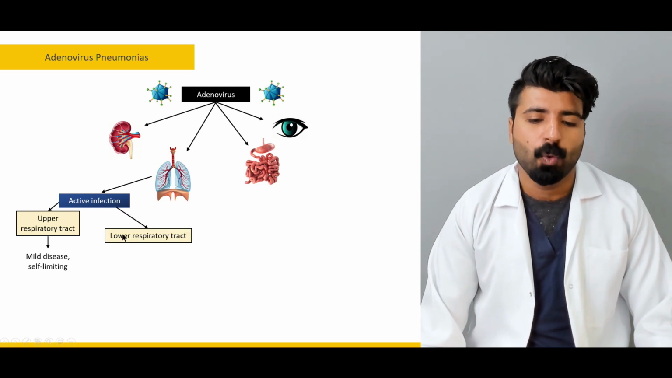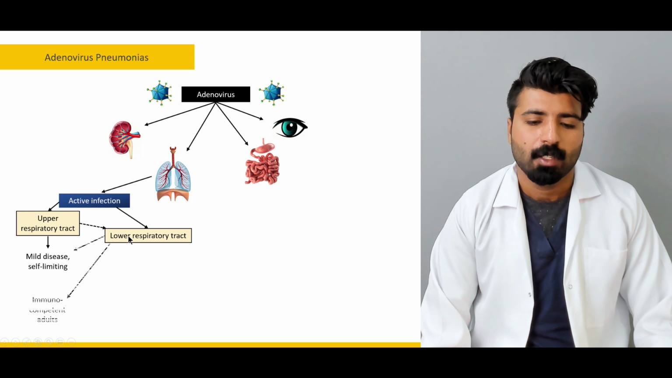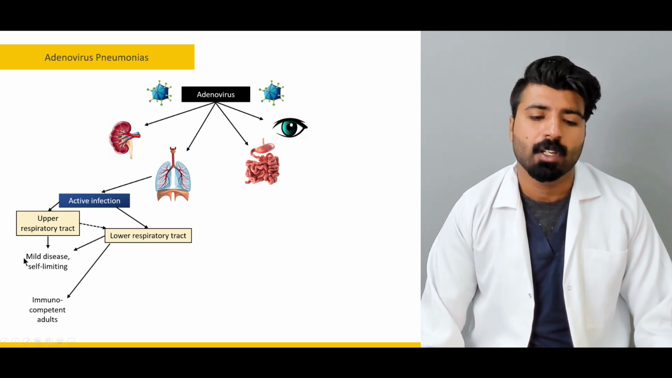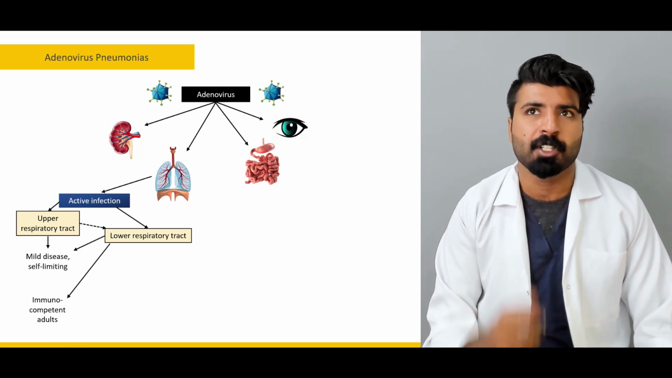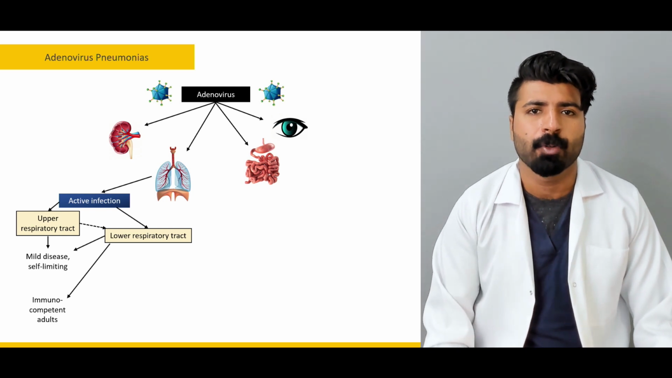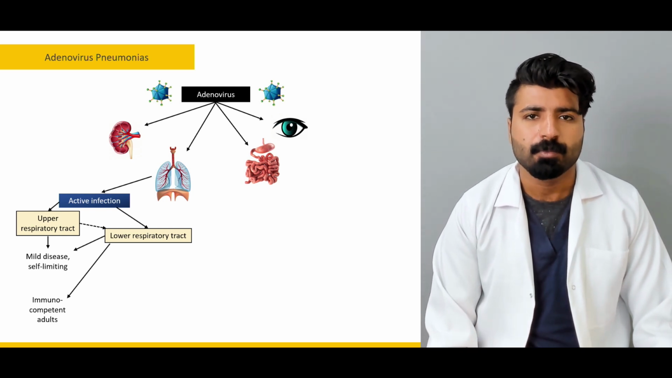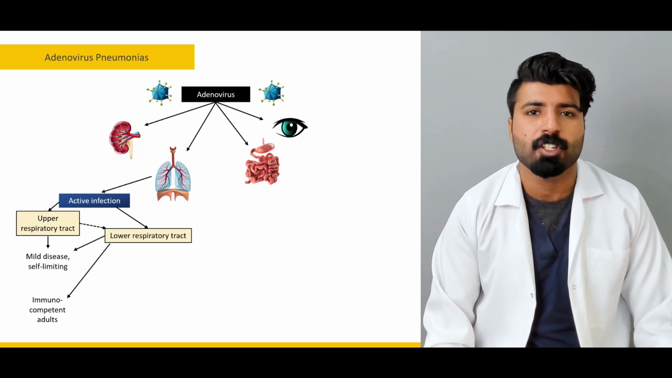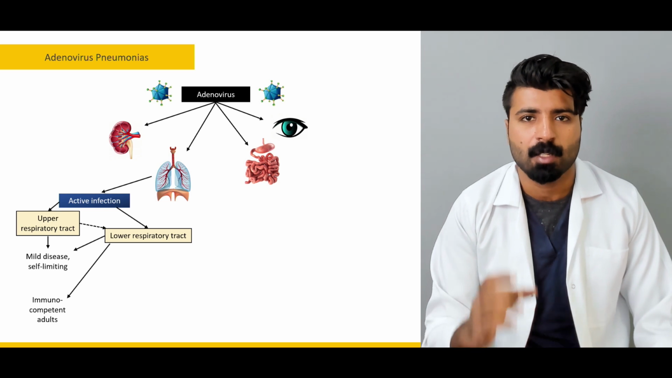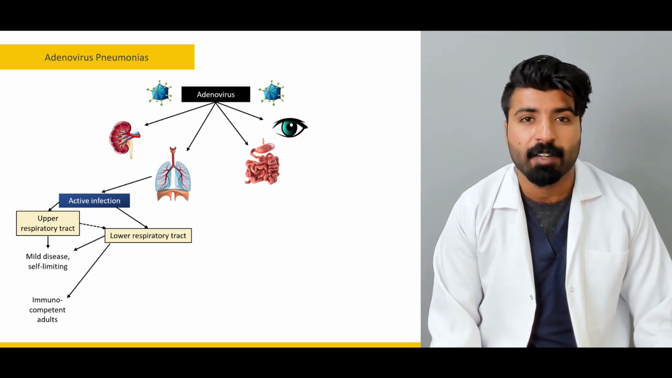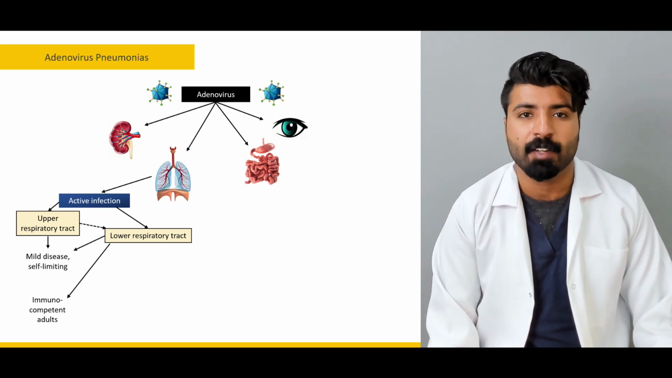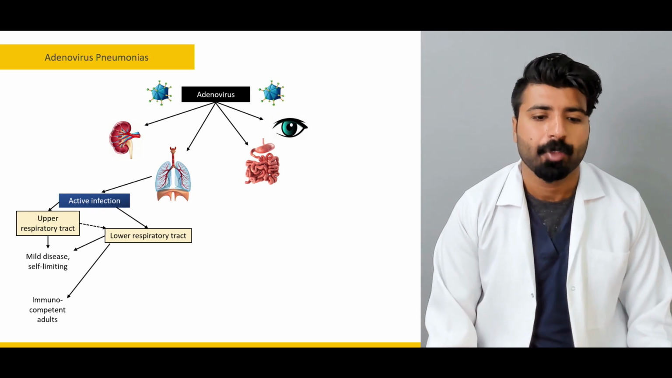But if the infection is of the lower respiratory tract, it's going to cause mild or self-limiting disease if the patient is immunocompetent, if the patient is healthy, if the patient doesn't have any of those diseases which cause immunodepression. What are those diseases? AIDS, SLE, other diseases in which the immune system is compromised. If the patient has a healthy immune system, whether the infection is in the upper or lower respiratory tract, it's going to get resolved in no time.